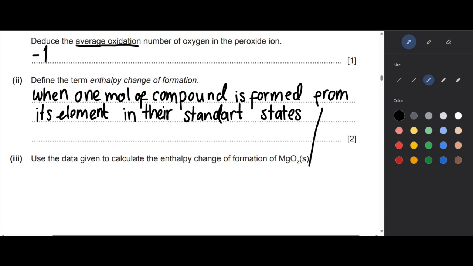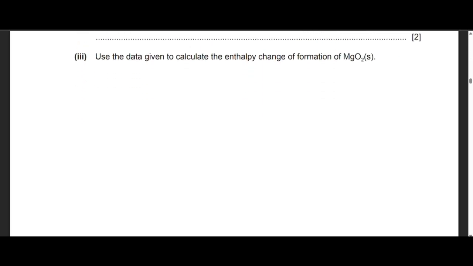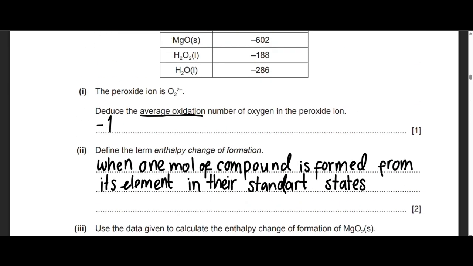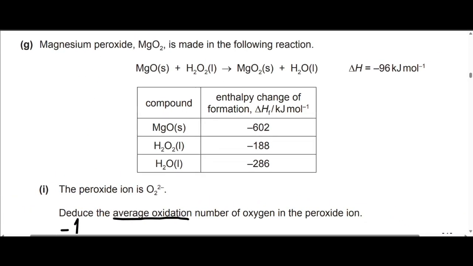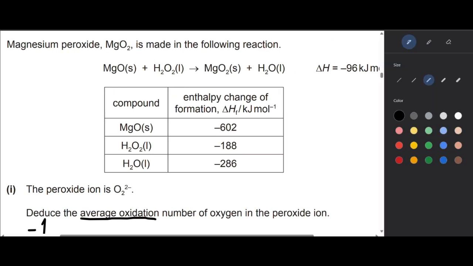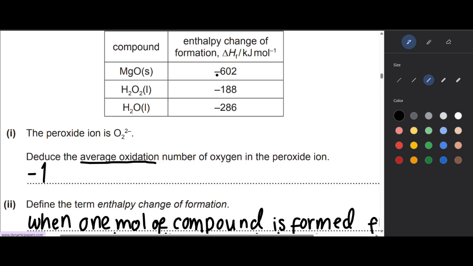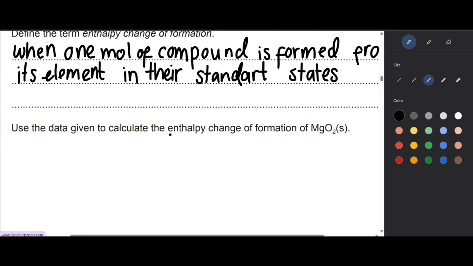The next question: use the data given to calculate the enthalpy change of formation of MgO2. This is the data given: the delta H of the equation, which is minus 96 kilojoule per mole, and also the enthalpy change of formation, this, and this. So we have to look for the enthalpy change of formation of MgO2.